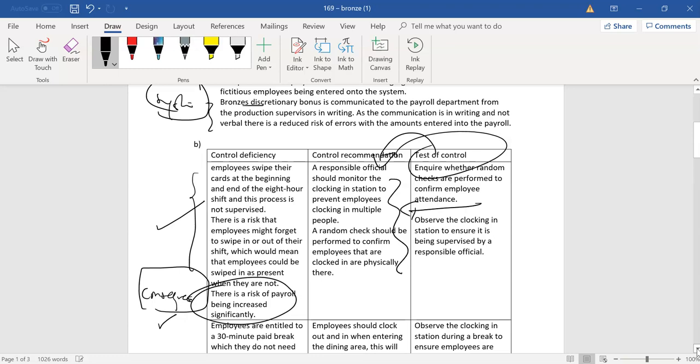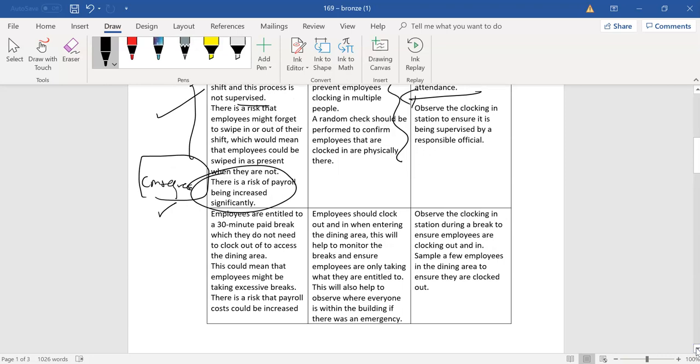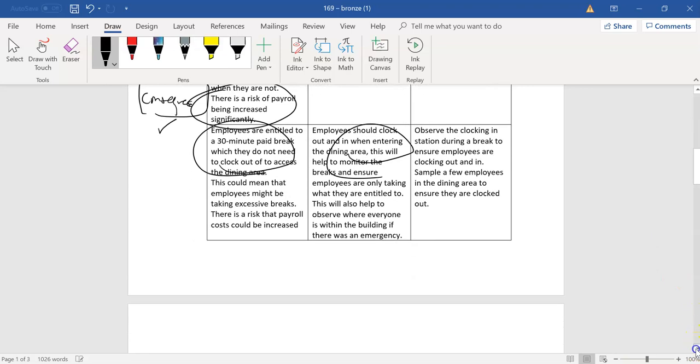A range of things here. The fact is this isn't supervised, so you can have fictitious employees coming in, or people signing on for their colleagues. There was a 30-minute break we talked about, and you're really saying to clock in and clock out to make sure there is no fraud.